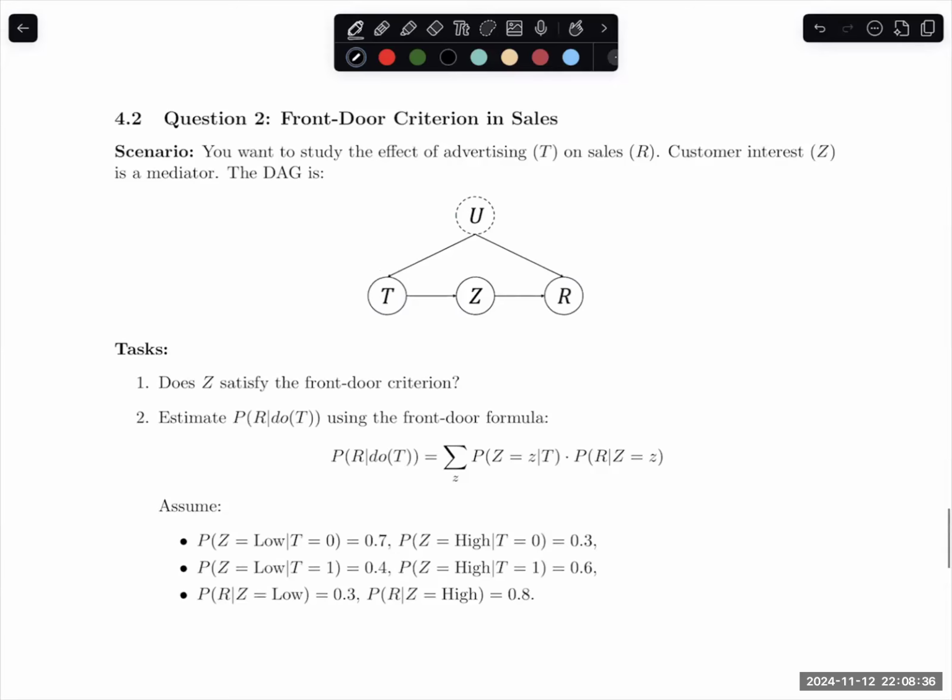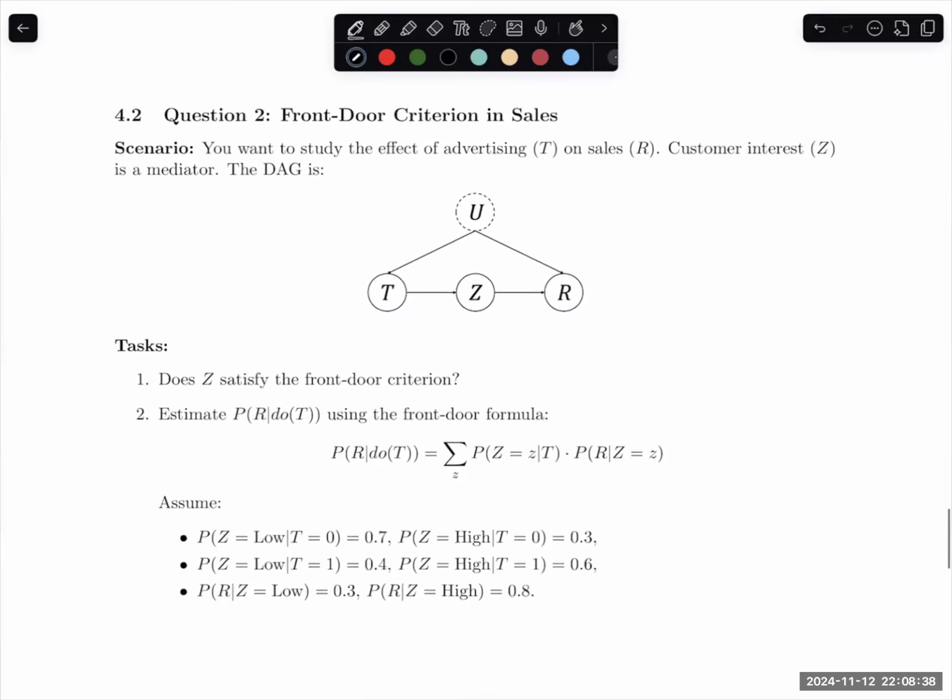Remember, to satisfy the frontdoor criterion we have three different conditions. The first one is that Z must fully mediate the effects of T on R, meaning that all the causal paths from T to R must pass through Z. So for the first condition, this one is satisfied.